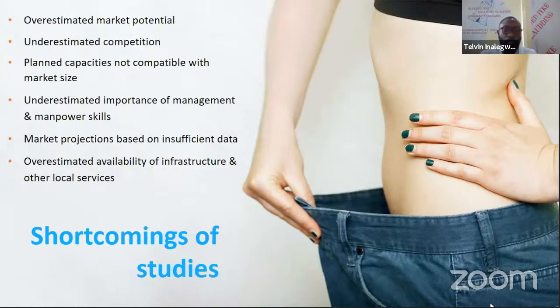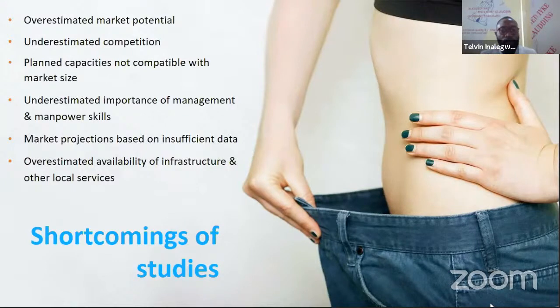Another shortcoming is planned capacities not compatible with market size. Now you want to set up a phone shop and you want it in the village, but you want it as big as a house slot is. That capacity is not compatible with your market size, because in that village, the number of persons who can even afford those phones is not available. And then you are selling your product with a lot of product at a time, so the number of people who will purchase and your turnover and your cash flow will be less.